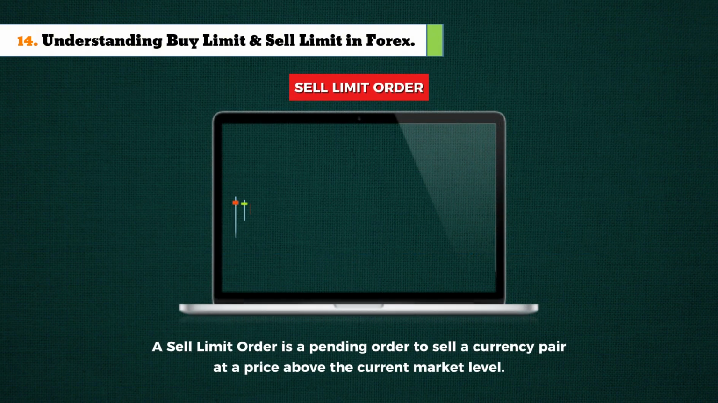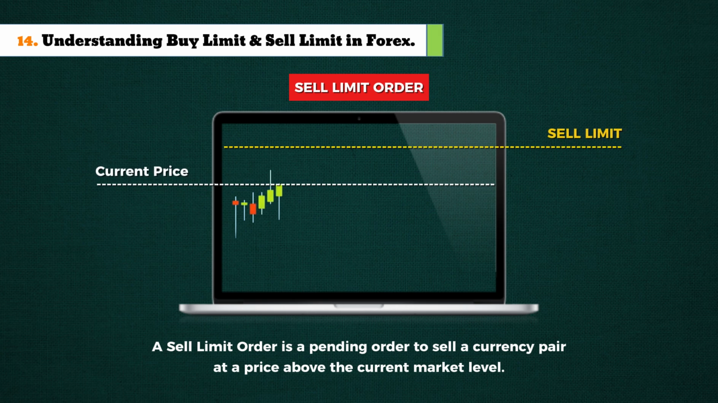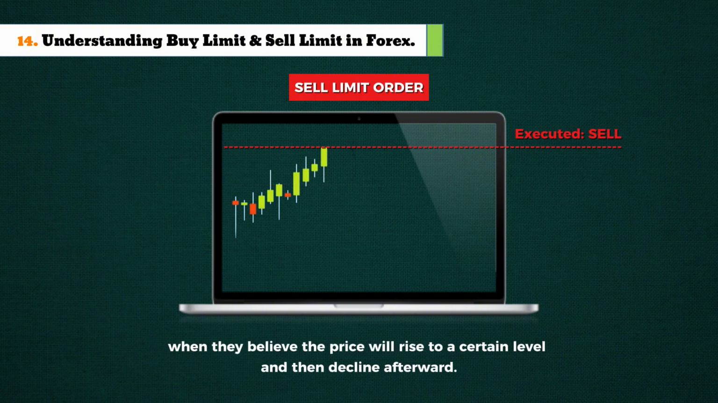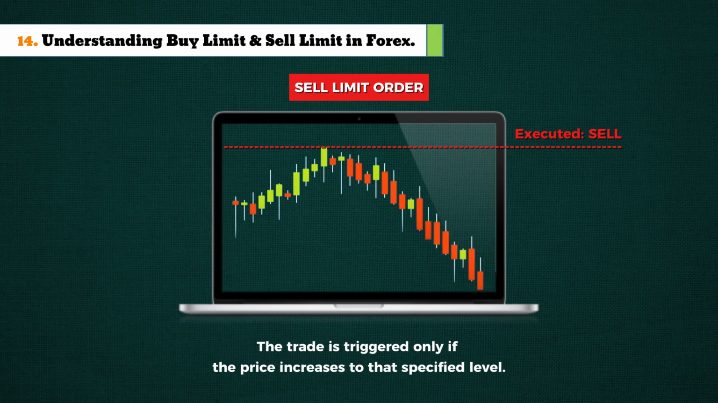A sell limit order is a pending order to sell a currency pair at a price above the current market level. A trader places a sell limit order when they believe the price will rise to a certain level and then decline afterward. The trade is triggered only if the price increases to that specified level.